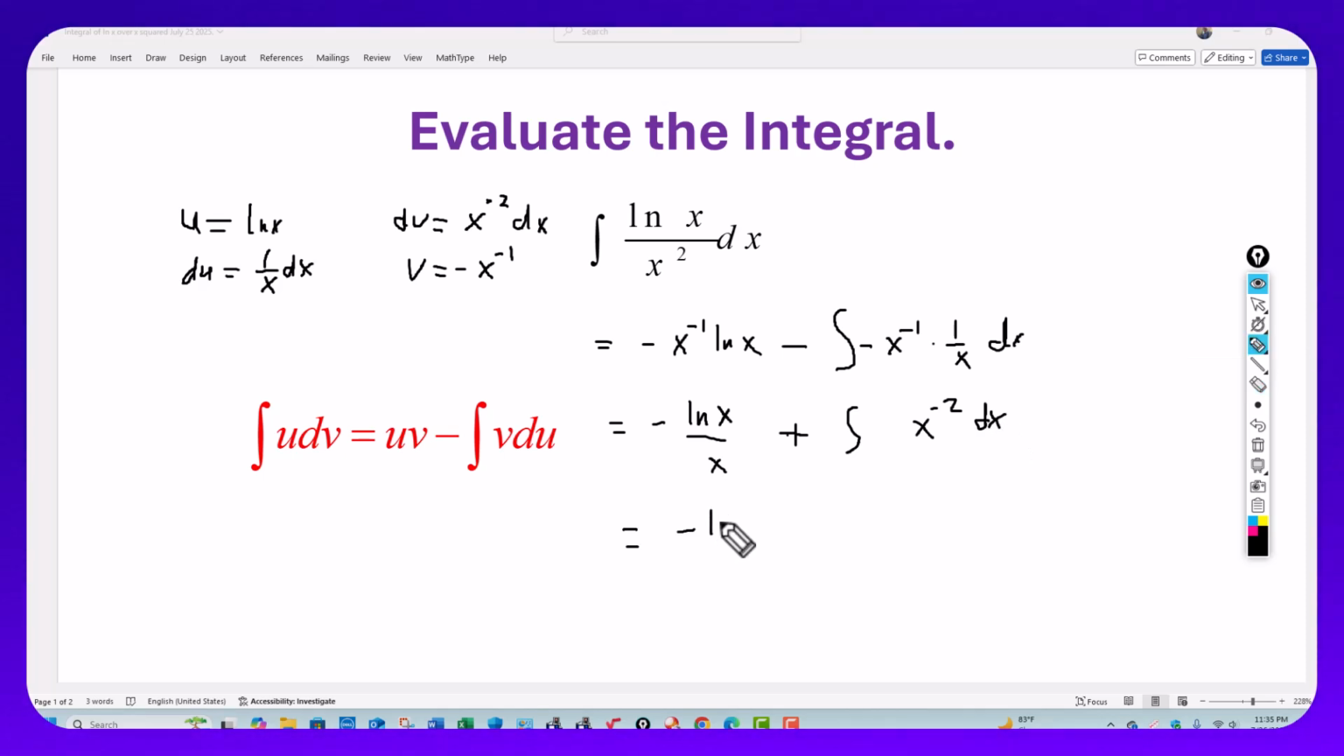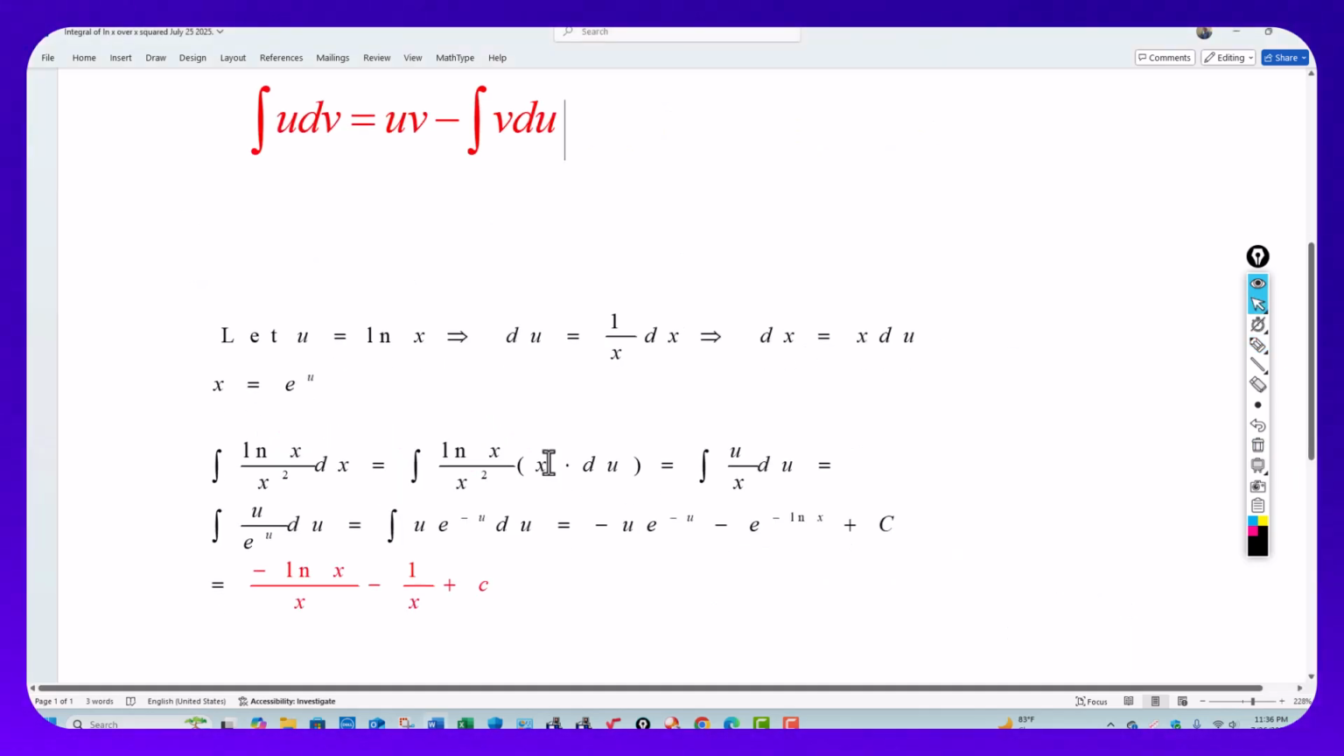So again, this is minus ln of x over x. And the integral here, we add 1 to the negative 2, we get negative 1. We divide, so that'll give you a minus out here. It'll be x to the negative 1, which I can write as 1 over x. And then it's plus the constant of integration. So that's the first method, and that's the final answer for this one. Clear this then.